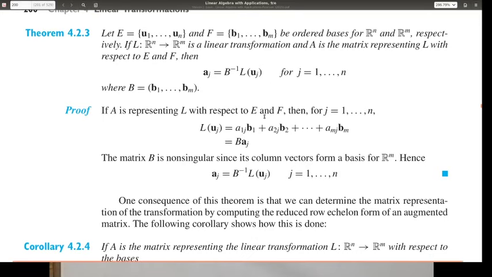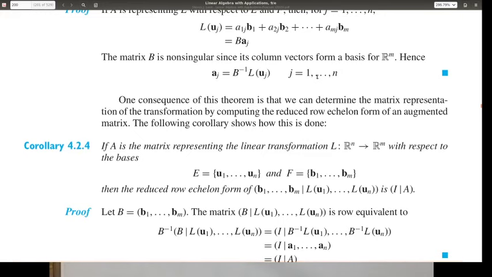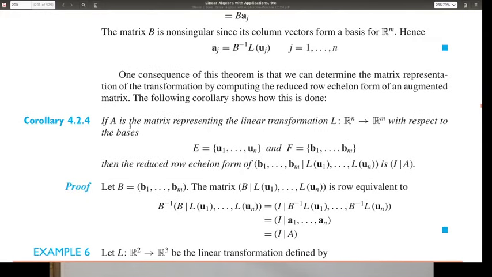I'll leave the proof to you. You can do this on your own. But instead of doing this, finding the inverse, there's an easier way to find this matrix. And the easy way to find this matrix is as follows, which is given by this corollary.